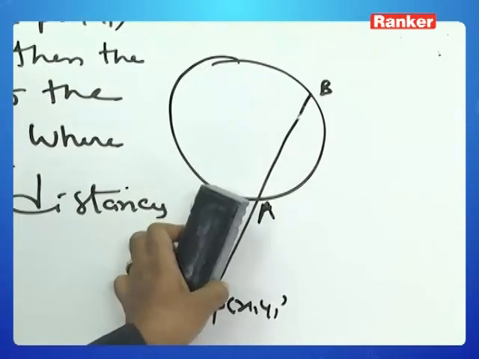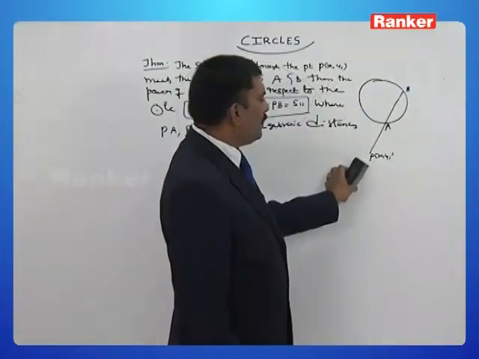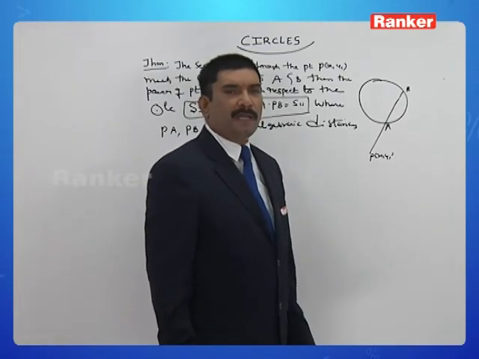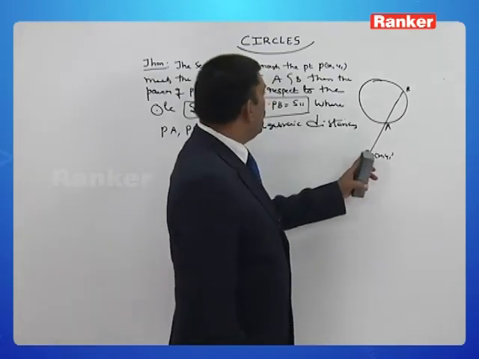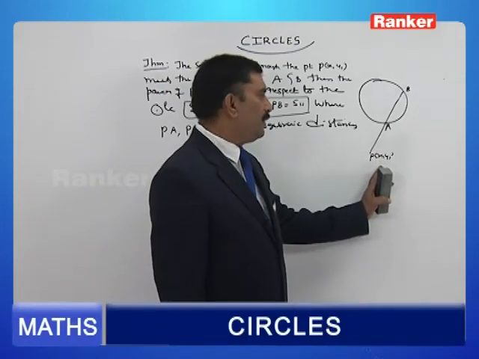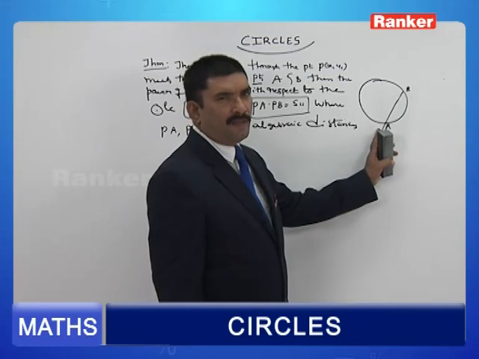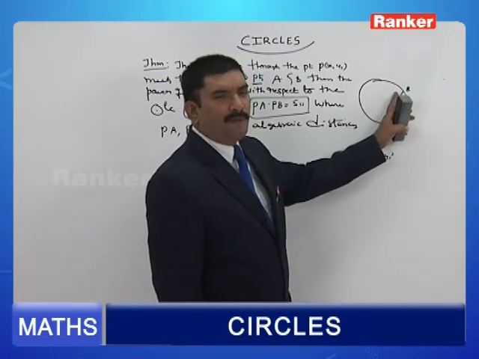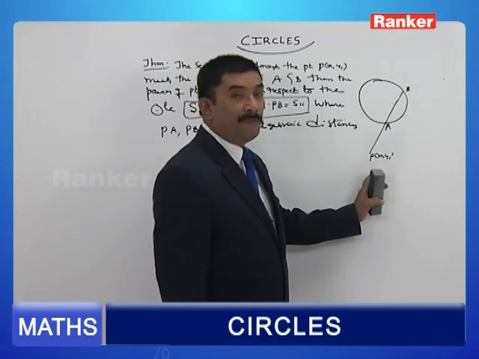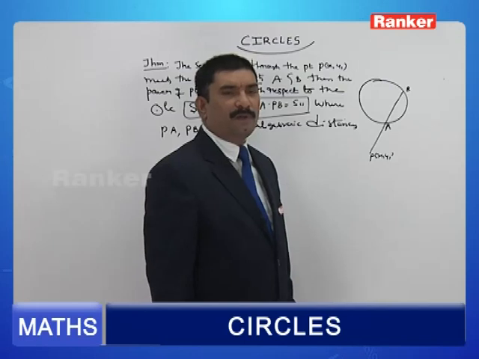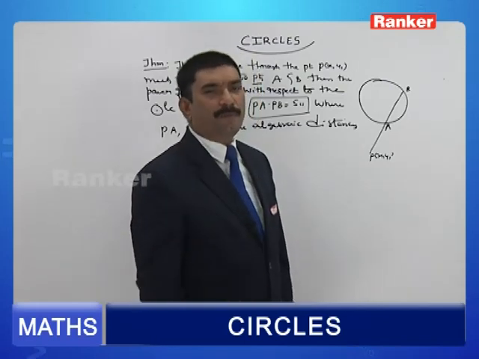If it is up to here, it's a chord equation. If it is outside, we call it a secant line. The secant line from the point P of x1 comma y1 meets a circle in 2 points A and B, which means P is outside. Then PA into PB is equal to what? S11. What is S11? Power of a point.